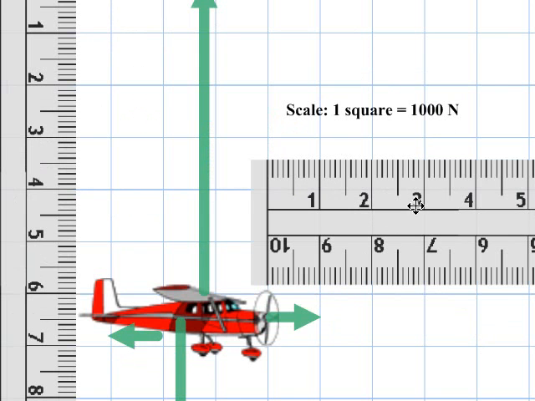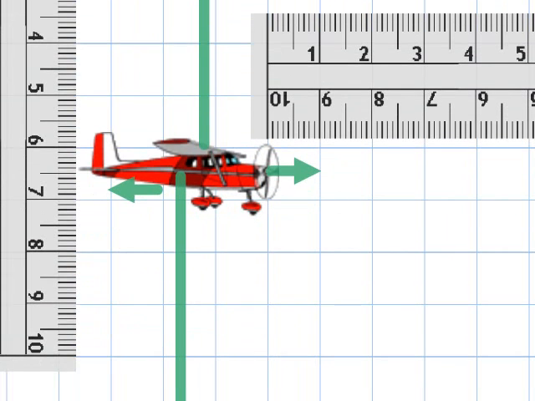Okay. Each square is 1,000 newtons, so this vector is 6,000 newtons up, of course. This one to the right is 1,000. This one to the left is 1,000. And this one down, I have to move it into the picture actually, is 6,000 newtons down.